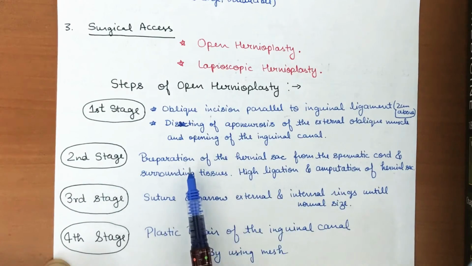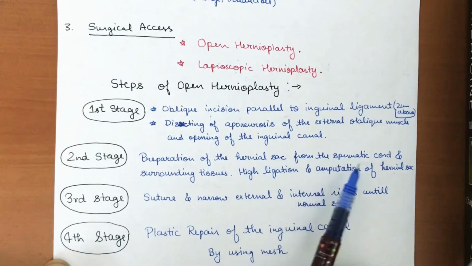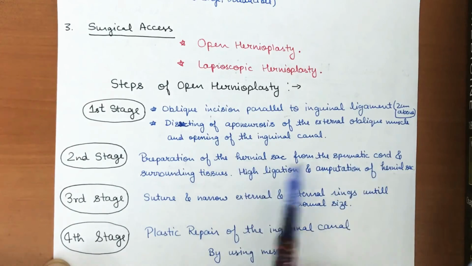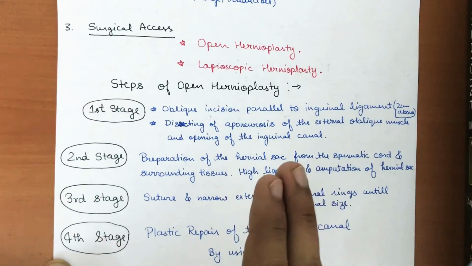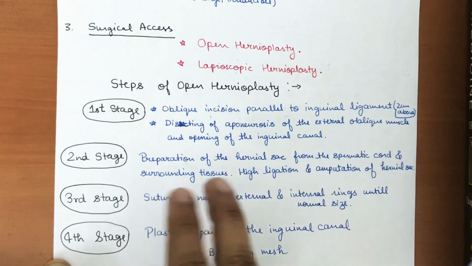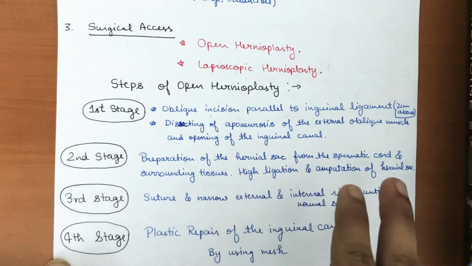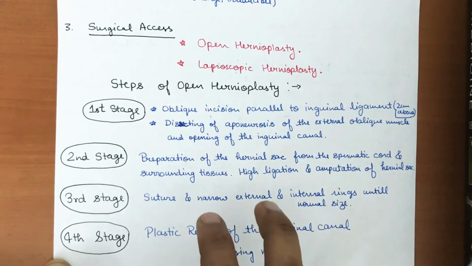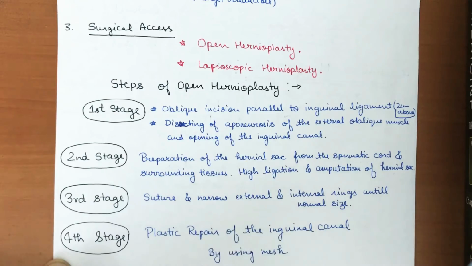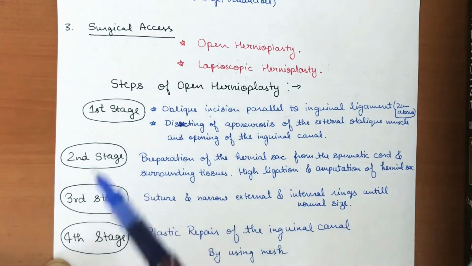Second, there will be preparation of the hernial sac from the spermatic cord. That means the hernial sac is separated and put apart from the spermatic cord and surrounding tissue. It will be pulled up. High ligation and amputation of the hernial sac is done in the second stage.